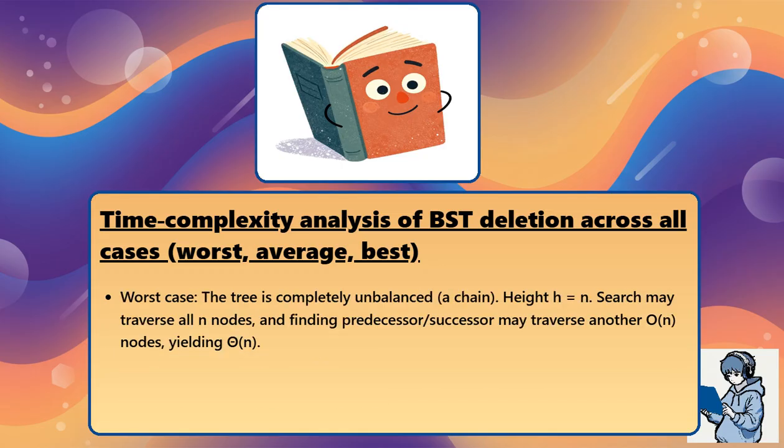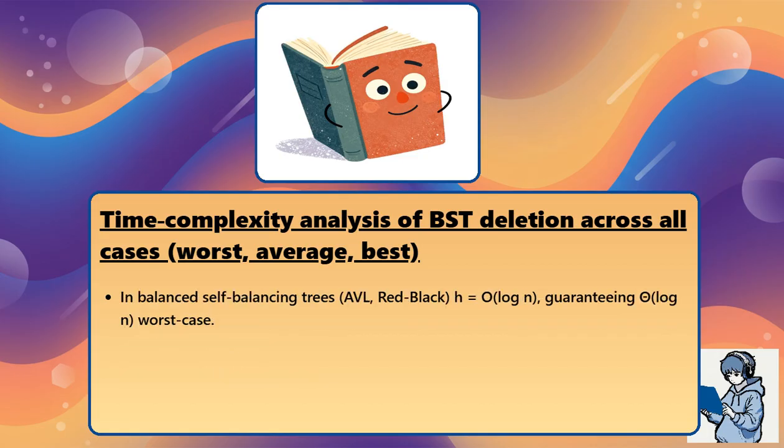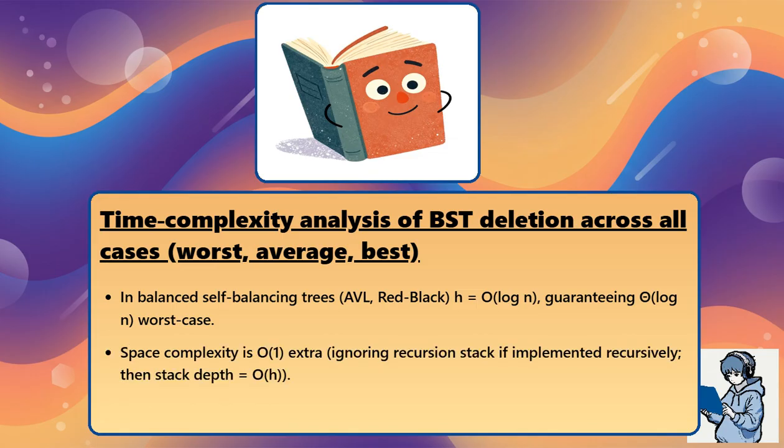Worst case, the tree is completely unbalanced, a chain. Height h equals n. Search may traverse all n nodes, and finding predecessor or successor may traverse another O(n) nodes, yielding Θ(n). Overall deletion time equals Θ(h). In balanced self-balancing trees, like AVL or red-black, h equals O(log n), guaranteeing Θ(log n) worst case. Space complexity is O(1) extra, ignoring recursion stack if implemented recursively. Then stack depth equals O(h).